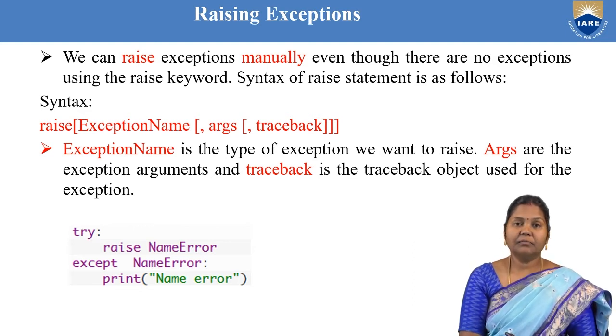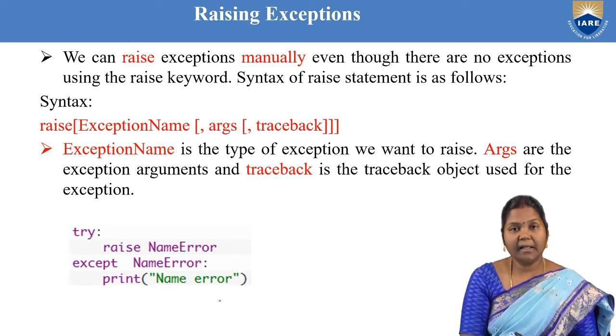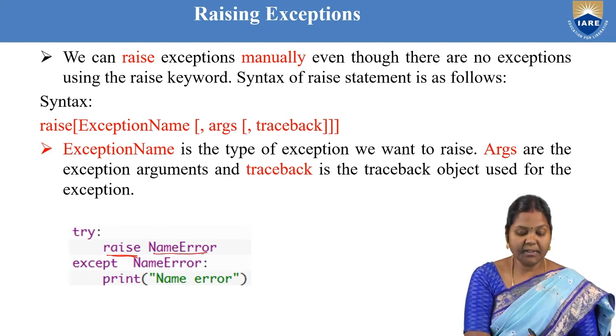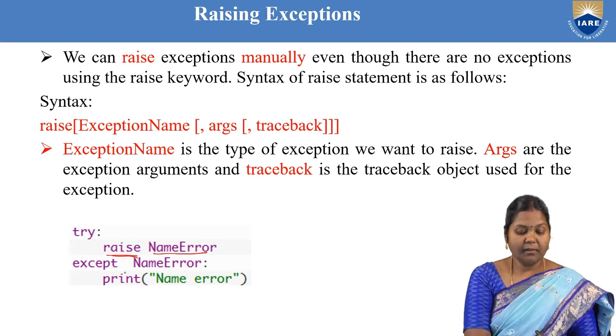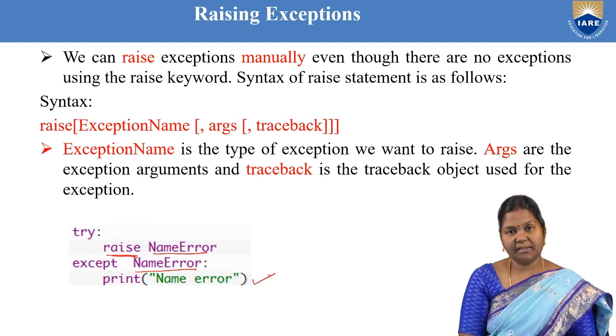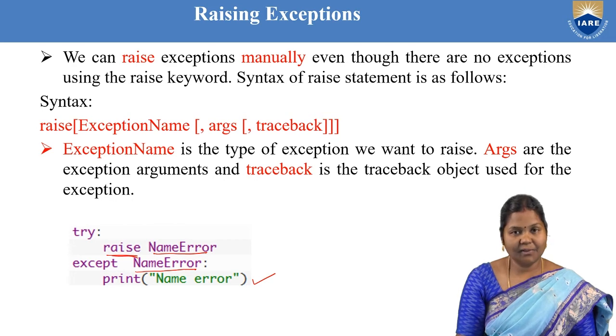See the example. First, let us see the syntax. Try followed by raise name error. So, using the raise keyword, we have raised one exception, that is, raise the name error here. Okay. Then, we are handling that name error in the except block. So, that it is a name error we are seeing. So, you can raise an exception using the raise keyword in Python.